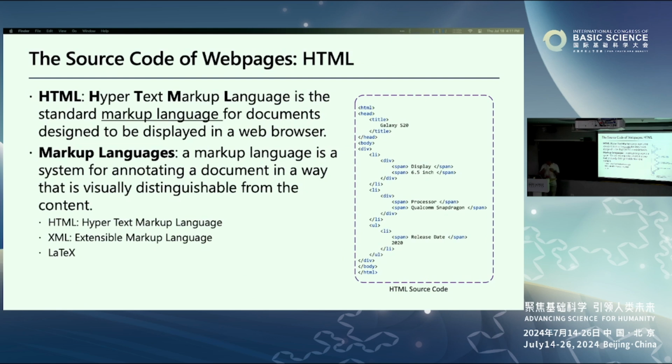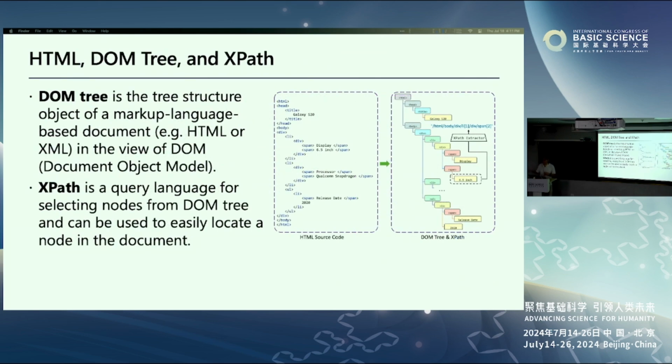So here we start to think about what is the key difference between HTML and document images. And the answer is the source code of the web page, the HTML. HTML, aka hypertext markup language, is a standard markup language for documents designed to be displayed in a web browser. So it's a markup language. There are different markup languages like HTML, XML, and LaTeX, which we use. These are markup languages, which is very different from document images.